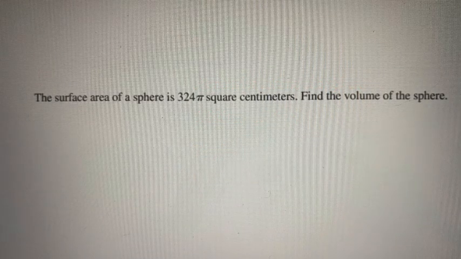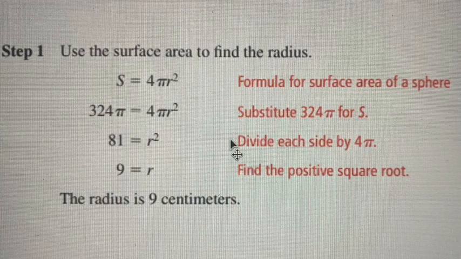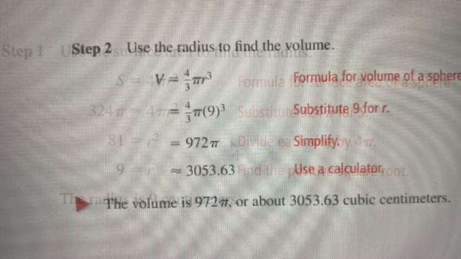All right, so now what if I have the surface area at 324 pi square centimeters and I want to find the volume? Well, the first thing I need to do is find the radius. So I know that the surface area is 324 pi, and that's going to equal 4 pi r squared. If I divide both sides by pi, they eliminate, and I get r squared equals 81, and so r is going to be 9. So the radius has to be 9 centimeters.